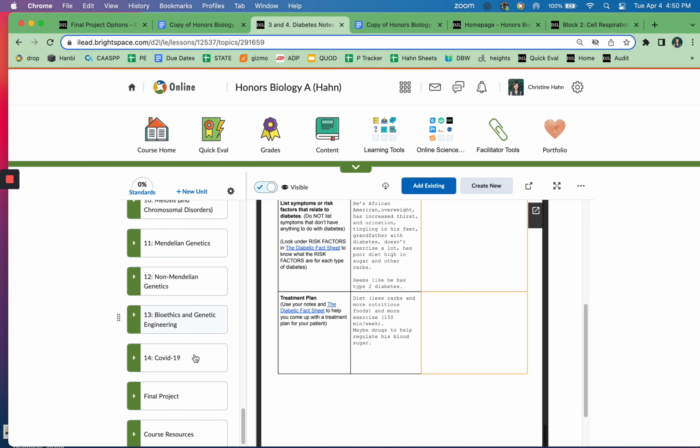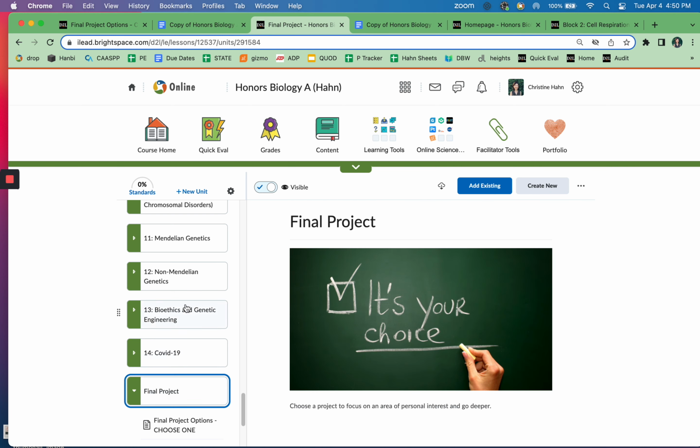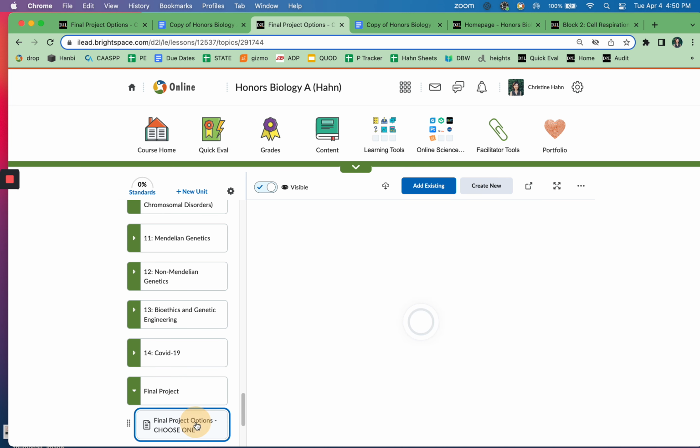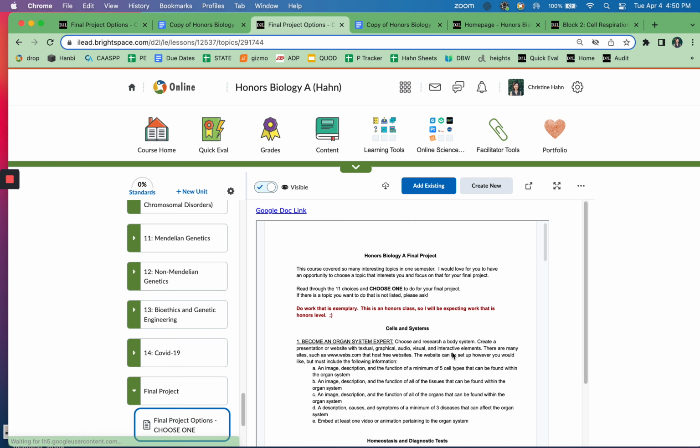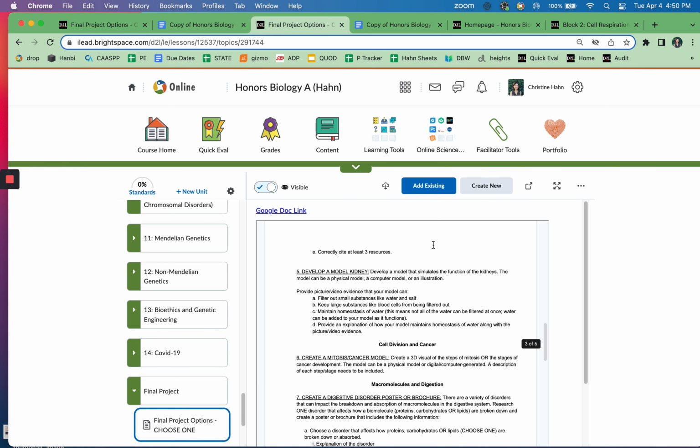So that's Honors Bio A. I did throw in a COVID unit just because it was so relevant the last couple years. And then for the final project, they get to choose one of the topics that they really want to go for a deeper dive. So there's lots of different options, and then they can choose to pick one for their final project.